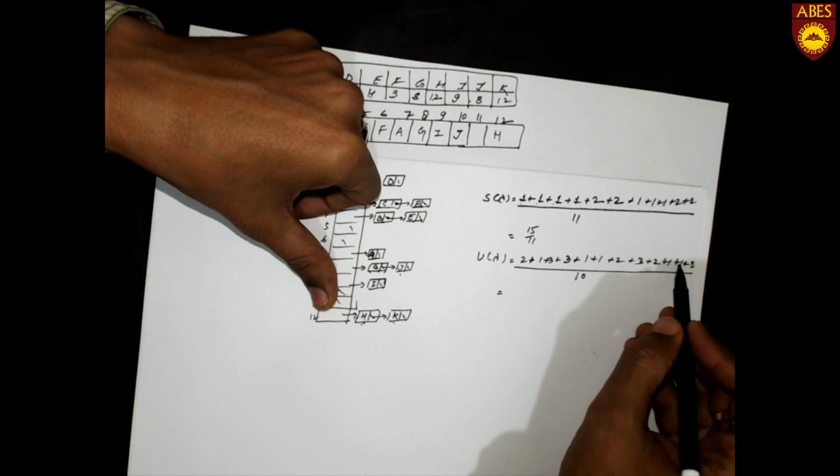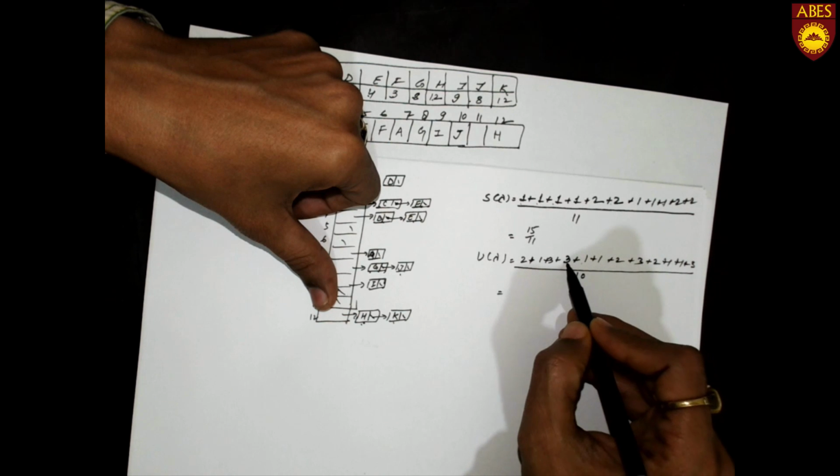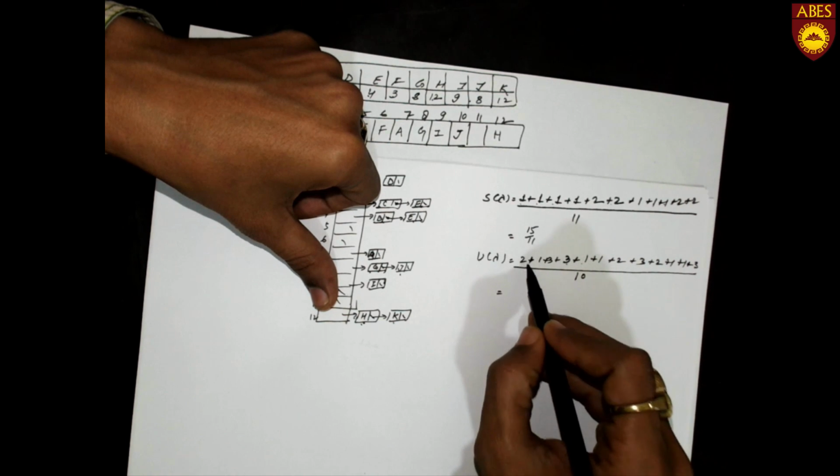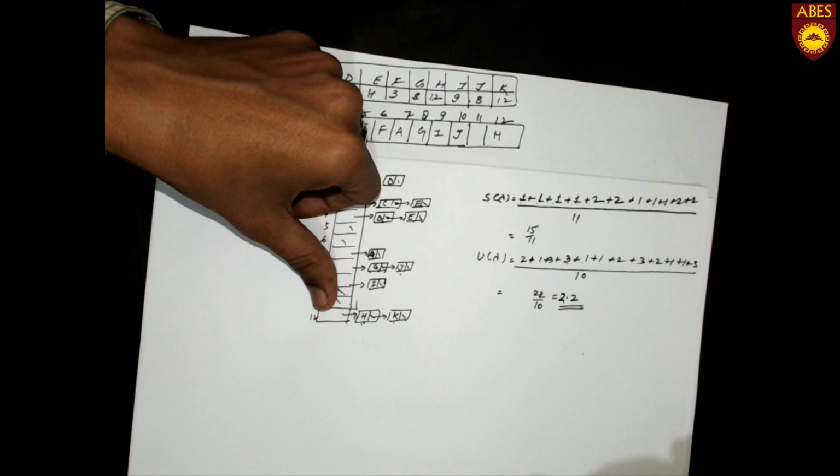So I require 3 plus 1, 4, 5, 7, 10, 12, 13, 14, 17, 20, 22 by 10. So the average number of comparisons for unsuccessful search is 2.2. So that's all.